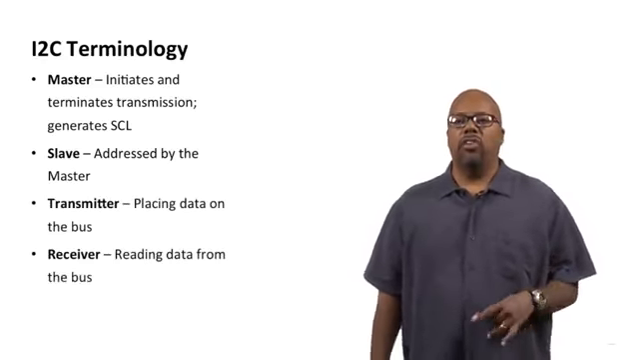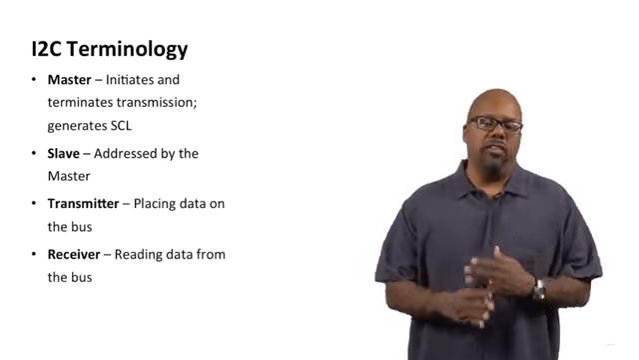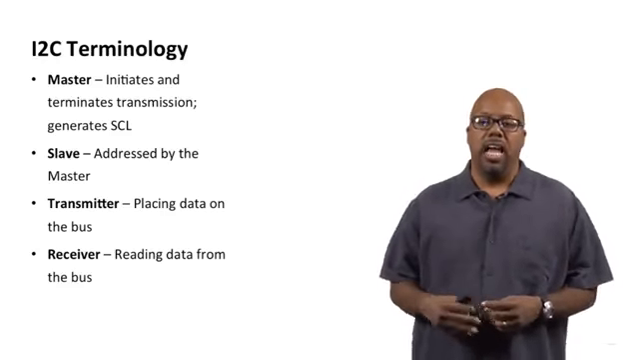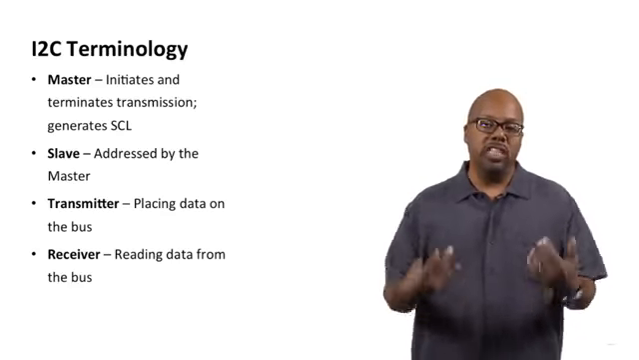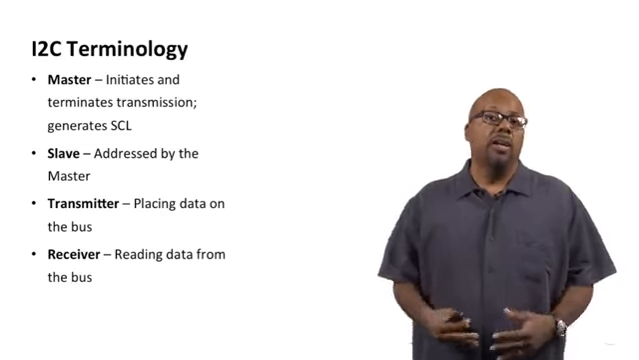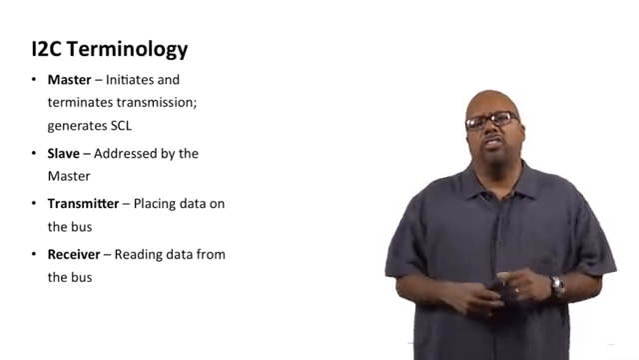Now, in addition to that, there's also transmitter and receiver, which are orthogonal to master and slave. So the transmitter is whatever node is putting data onto the bus. And the receiver is whatever node is receiving data from the bus. Now, the master can be the transmitter. It can be the master that starts the transmission and puts data on the bus because they're doing a write. They want to send data to the slave.